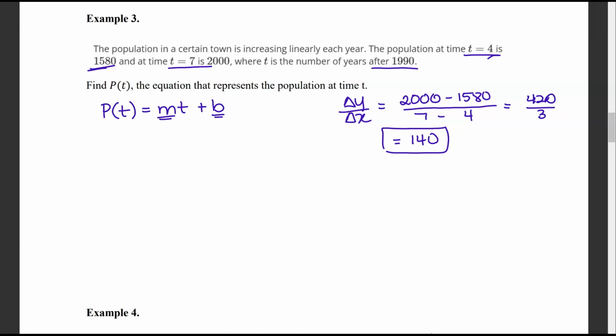And so now we need to figure out what that b value is. What is that initial value? In this particular case, notice that t equal to 4 is 1,580. So it's not sufficient for me to say that the 140 is going to be the start, or that 1,580 is going to be the start. We actually have to plug it in. So let's go ahead. We have P of t is equal to 140t plus b. So I'm going to pick one of the values. Let's go ahead and pick 7 and 2,000. So I have 2,000 is equal to 140 times 7 plus b.